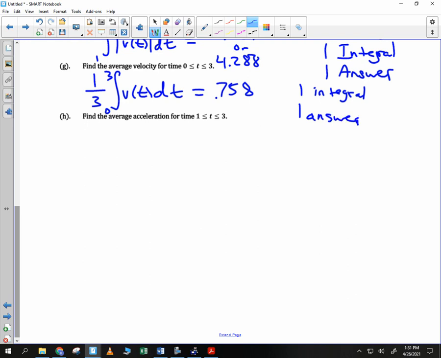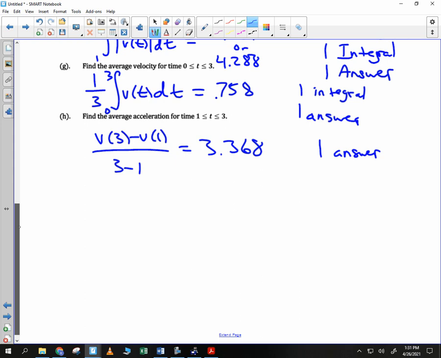Find the average acceleration from time 1 to 3. That would be v of 3 minus v of 1 divided by 3 minus 1. And I got 3.368, and you got 1 for the answer there. 2 for G. So that would be a total of 13 points. So you can write what you got out of 13 for that one.